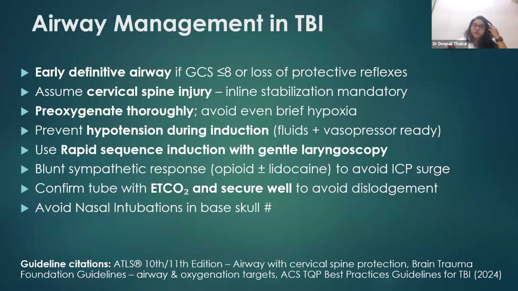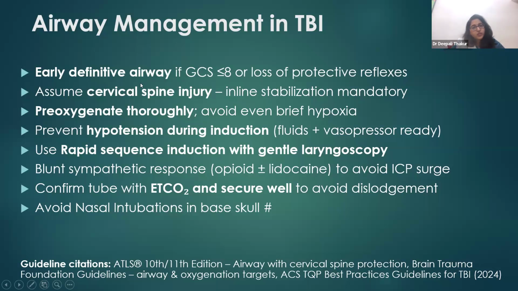So coming to airway management, even though Dr. Pallavi has covered it really well, specific to trauma and traumatic brain injury, let me tell you all that early definitive airway, if your patient has GCS of less than or equal to 8, or there is a loss of protective reflexes, securing a definitive airway is very important. Assume cervical spine injury if it is not radiologically or clinically ruled out. Inline stabilization is mandatory whenever you are intubating this patient.